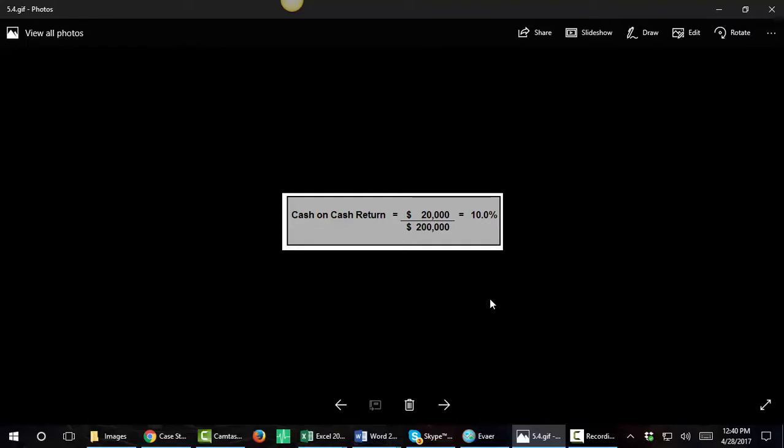Or in this case, if it's $20,000 and I have $200,000, then my cash on cash return is 10%. Now, is that a good return? Well, it depends. Again, if you're doing a value add deal, your first year cash on cash return might be very low. It might be 4%, right? Does that disqualify you from doing the deal? Maybe. It depends on what your criteria are.